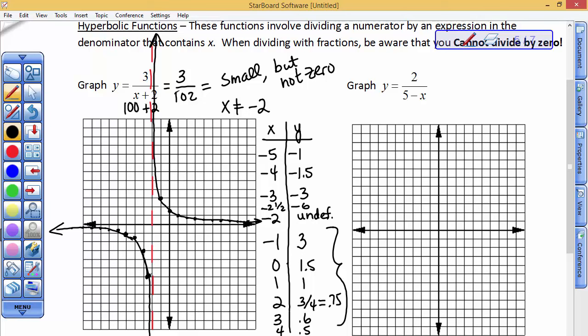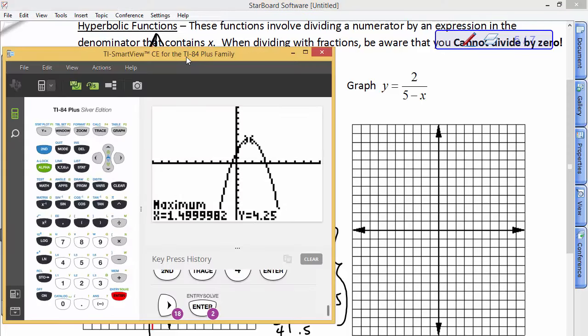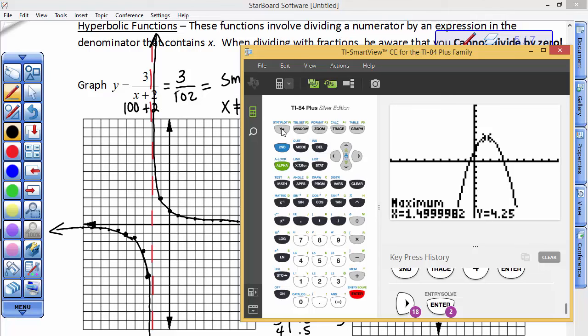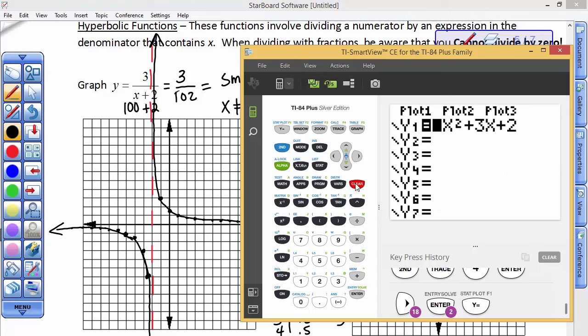Let's go ahead and look at what our graphing calculator will do for us on this. So we'll hit the y = key. We're going to type in 3 divided by, in parentheses, x plus 2, because the calculator needs to know all of that is in the denominator. My window of -10, 10, -10, 10 is good. Let's hit the graph key and see what it does. So there's the exact picture that I have over here.